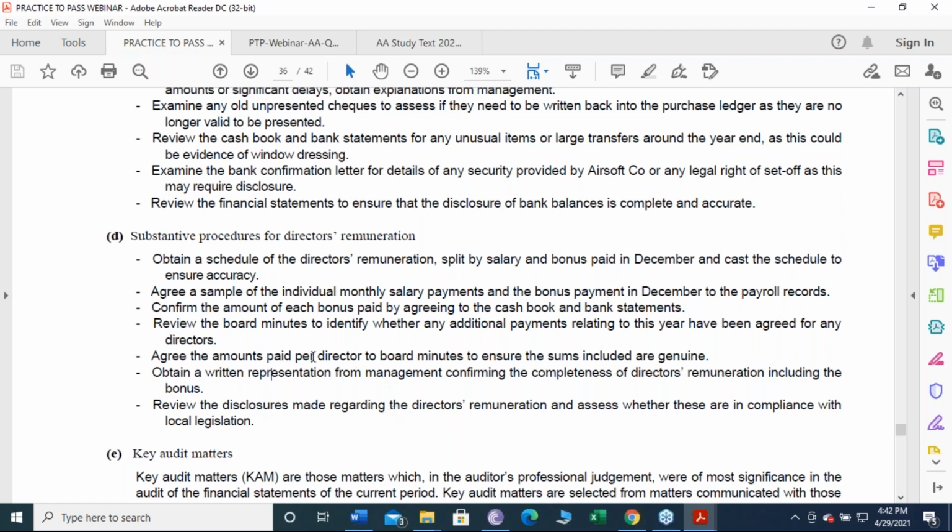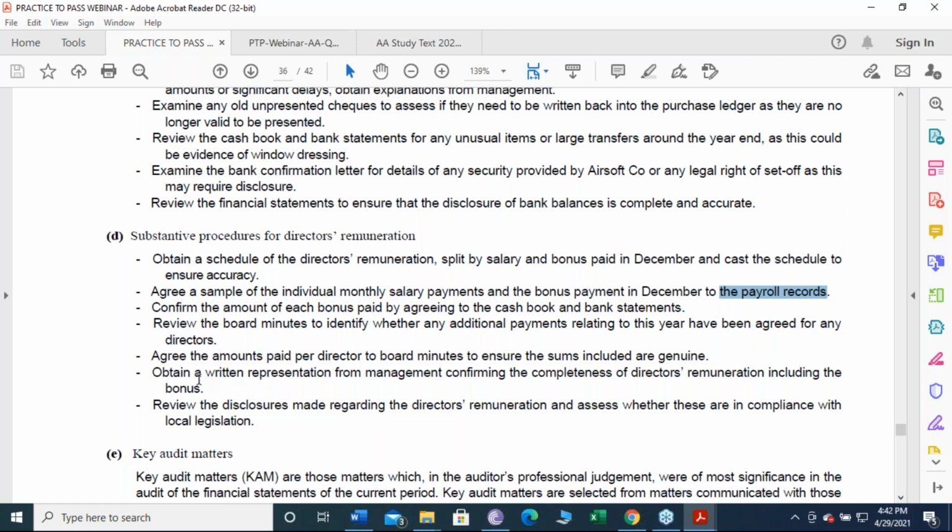Moreover, as far as the bonus is concerned, review the board minutes to identify whether any additional payments relating to this year have been agreed. Agree the amounts paid per director to the board minutes to ensure the sums included are genuine. The same amount has been agreed in the board minutes. Moreover, you can agree a sample of individual monthly salary payments and bonus payment in December to the payroll records. The amount as per the monthly salary and the amount as per the bonus should be the amount as per the payroll record.